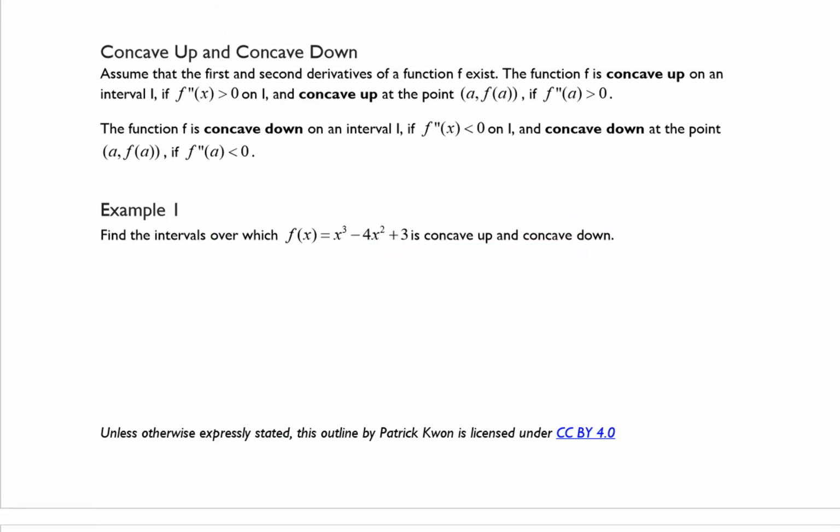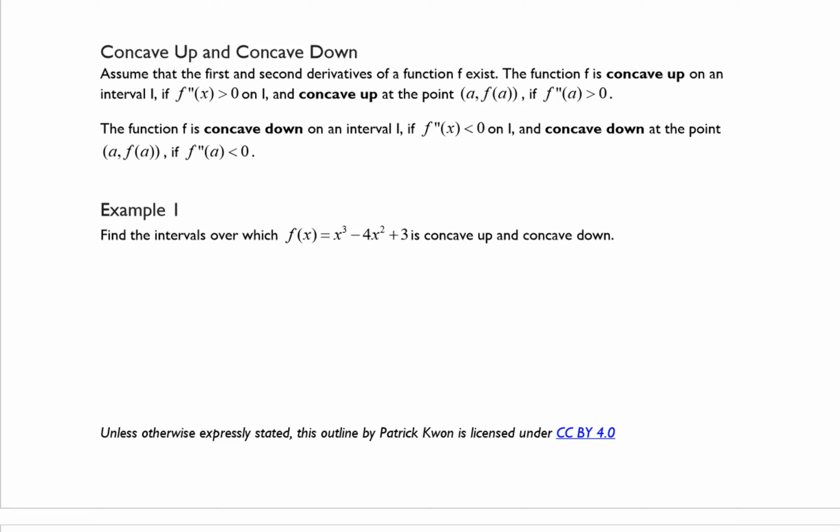Assume that the first and second derivatives of a function f exist. The function f is concave up on an interval I if f double prime of x is greater than 0 on I, and concave up at the point a comma f of a if f double prime of a is greater than 0. The function f is concave down on an interval I if f double prime of x is less than 0 on I, and concave down at the point a comma f of a if f double prime of a is less than 0.